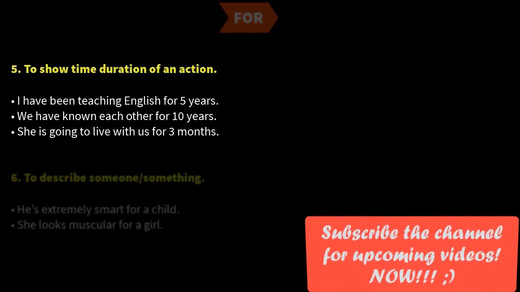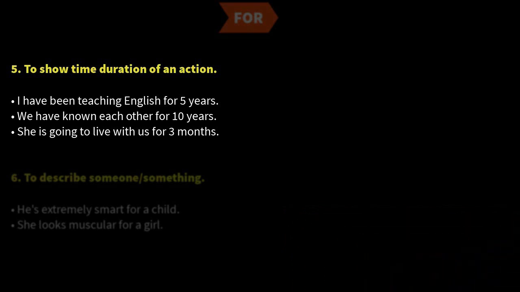Right? How long something has been happening or had been in the past. Examples: I have been teaching English for 5 years. For 5 years. 5 years, guys, is a period of time. That means the action started taking place 5 years back and it is still happening. Talking about the period of time, it's been going on for 5 years, right?